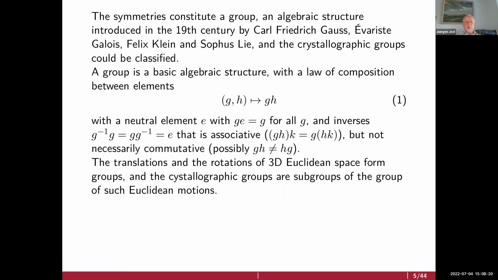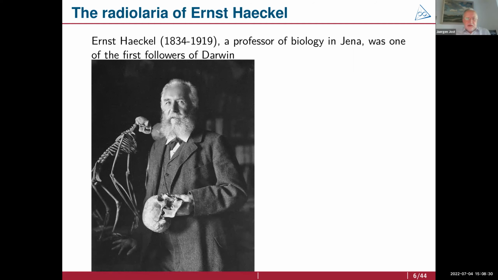But now let me move you to another small place, not far away from Leipzig, to Jena. In Jena, there was a biologist who was very famous in the 19th and early 20th century, Ernst Haeckel, and in fact, he was one of the first followers of Darwin. So he tried to relate biological species to each other. He has a human skull and the skeleton of some monkey, and of course, he wants to point out the similarities.